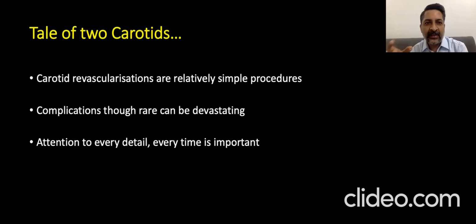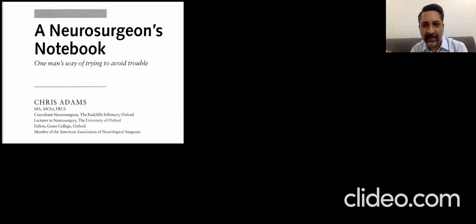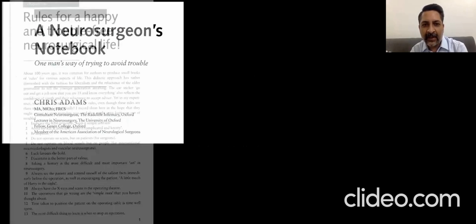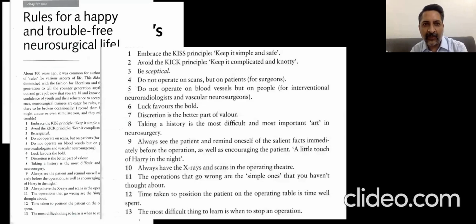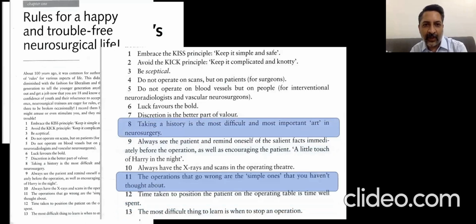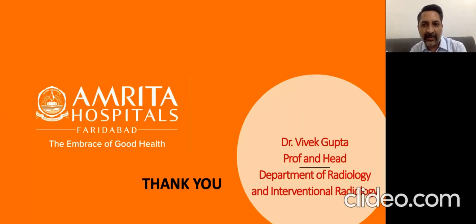But these were the two complications which make us think that carotid stenosis, though a very, very simple thing, sometimes lands you into a lot of trouble. I was reading a book by Dr. Adam, and these 3 points: taking history is the most difficult but most important. The simple things go wrong more often because you are not applying brain there, you're doing it at more of a spinal level. And the most difficult thing is to know when to stop an operation, because in the first case, I could have stopped when ICA was open and ECA was patent. Maybe we could have avoided that small stroke.